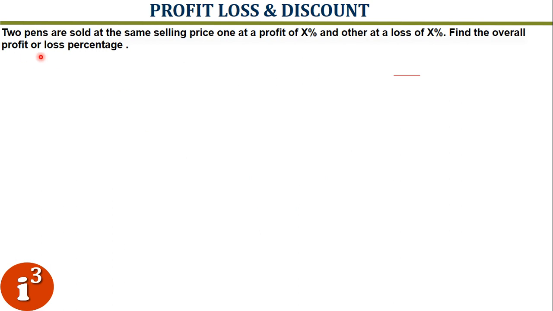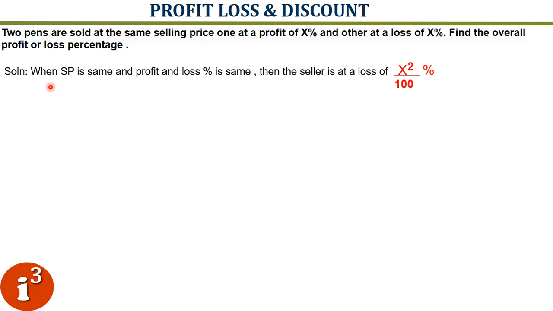Next question. Two pens are sold at the same selling price, one at a profit of X% and the other at a loss of X%. Find the overall profit or loss percentage. So the selling price is the same, and the profit or loss percentage is the same. What will be the overall profit or loss percentage?